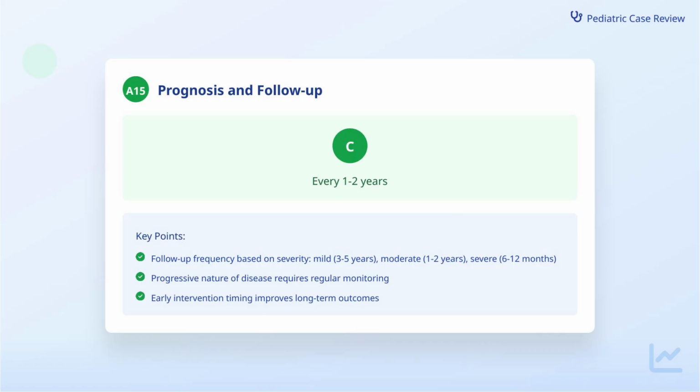Option A, monthly follow-up, is excessive and not indicated for stable moderate mitral stenosis. Option B, every 3 to 6 months, would be more appropriate for severe disease or unstable moderate disease. Option D, only when symptoms worsen, is inadequate because mitral stenosis can progress silently before symptoms develop, and early detection of progression allows for timely intervention. The progressive nature of rheumatic mitral stenosis necessitates regular monitoring to detect changes that might indicate the need for intervention, as early timing of intervention improves long-term outcomes.